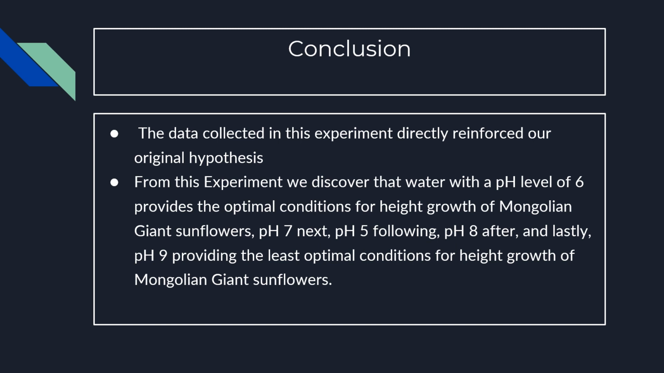The data collected in this experiment directly reinforced our original hypothesis. From this experiment, we discovered that the water pH level of 6 provides optimal conditions for height growth of the Mongolian giant sunflowers, pH of 7 next, pH of 5 following, pH of 8 after, and lastly pH of 9, providing the least optimal conditions for height growth of the Mongolian sunflower.